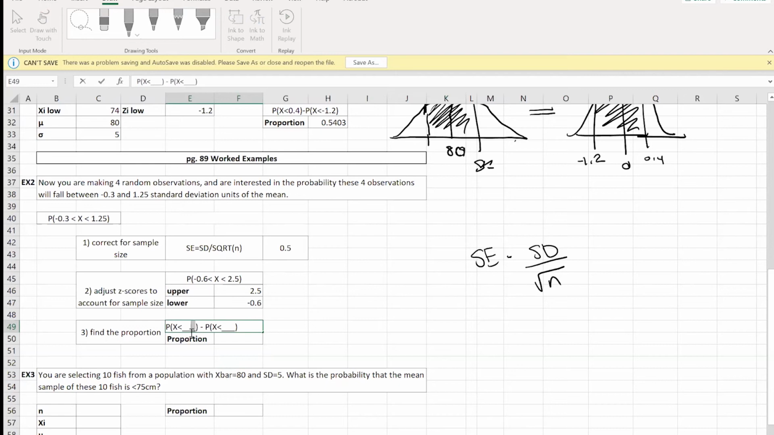So we're going to do the probability of the value being less than or equal to 1.25 minus the probability that it's less than or equal to negative 0.6. And when we look that up on the table, we get 1.2 and then across to 0.05, 0.8944. Is the upper limit not 2.5?